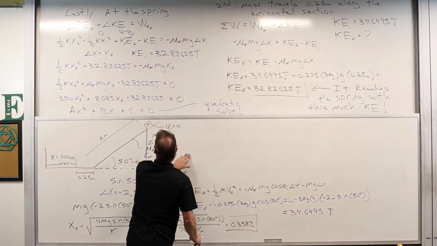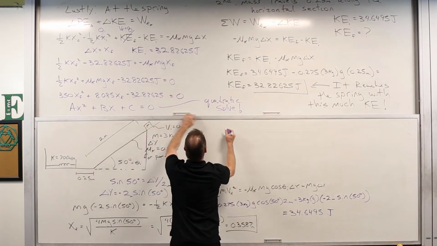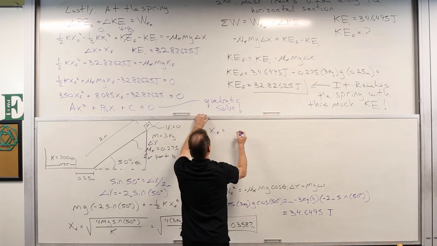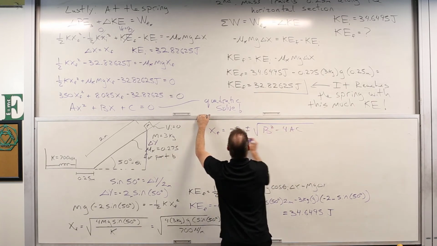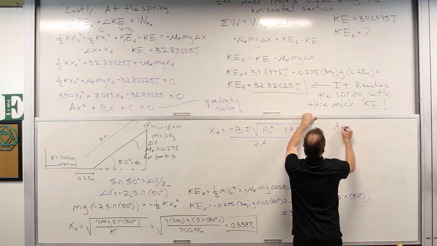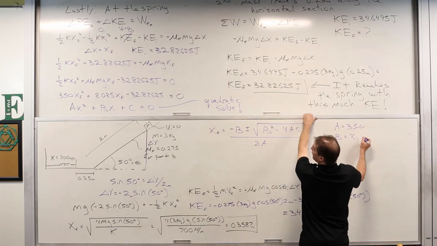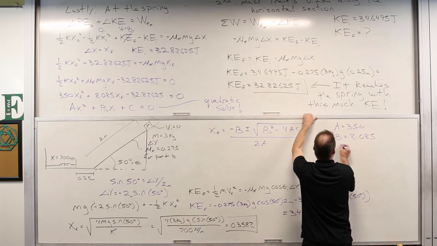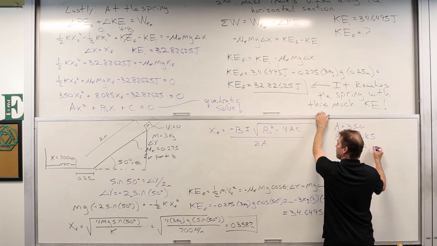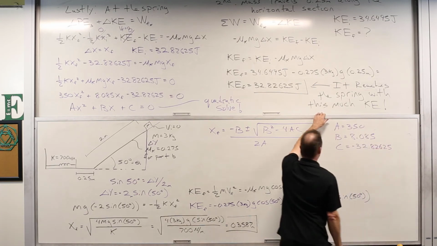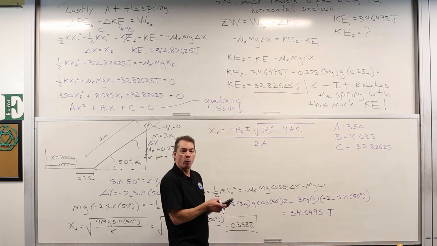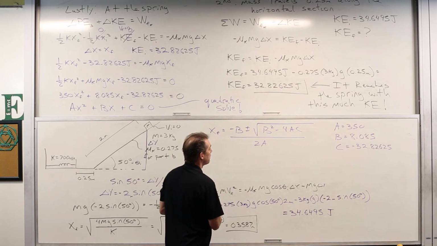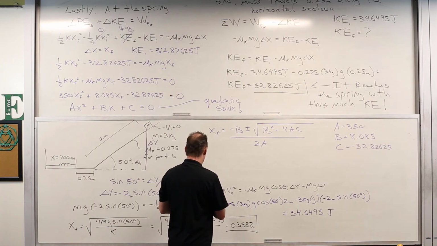So let's just go ahead and do that. We've got the quadratic formula. x final is going to be equal to opposite of b plus or minus the square root of b squared minus 4ac all over 2a. We've got a is equal to 350, b is equal to 8.085, and c is equal to negative 32.82625. And what do we do? Stick it in the calculator, right? Luckily, I've got the quadratic formula already programmed in here, so that makes things a little bit easier for me. You stick it in, 350, 8.085, negative 32.82625, and kaboom!